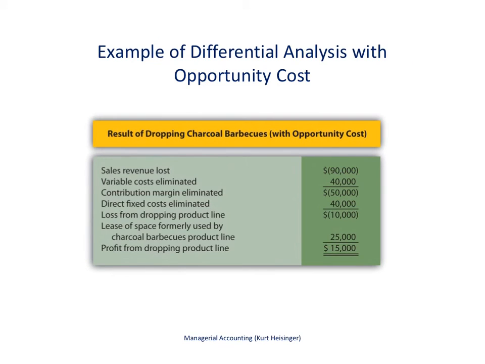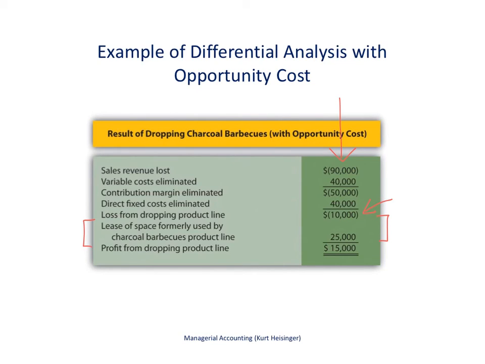If you go back a few slides, you'll notice that this column right here simply summarizes the differential amount column that you saw in the slide that compared alternative 1 with alternative 2, keeping all product lines versus dropping the charcoal barbecue product line. But what we've added here is one component that has to do with opportunity cost if we do have opportunity costs to consider. So if you recall, right here we determined that we would actually lose profit, we would actually reduce our profit if we dropped the charcoal barbecue product line by $10,000.